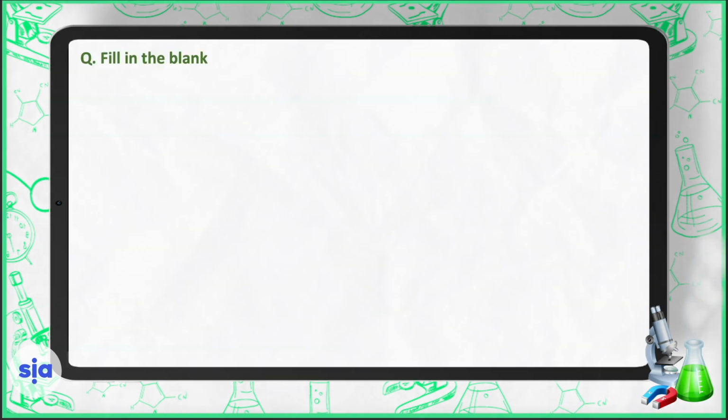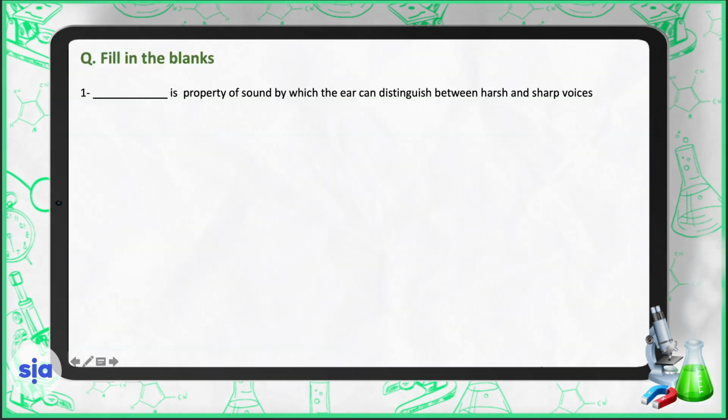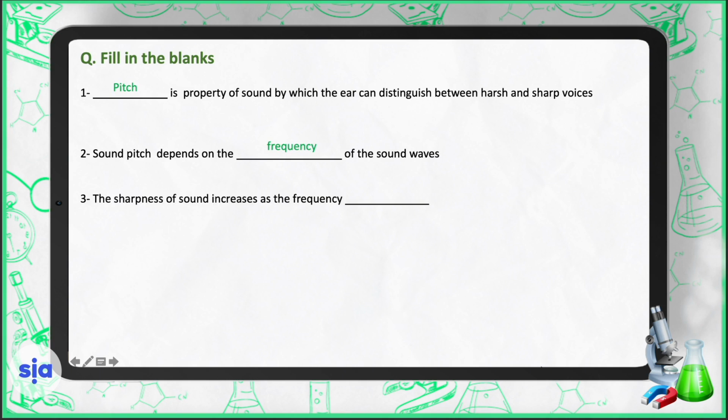Now it's time for questions. Fill in the blanks. It is the property of sound by which the ear can distinguish between harsh and sharp voices. Pitch. Sound pitch depends on the frequency of the sound waves. Frequency. The sharpness of sound increases as the frequency increases. The frequency of a sound wave is directly proportional to the sound pitch.